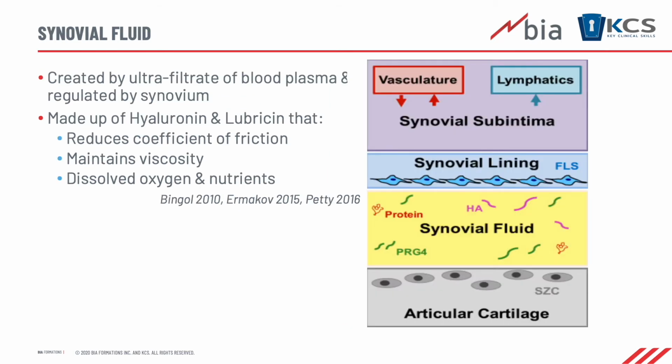The other subsystem that provides nutrition to cartilage relates to the exchange of synovial fluid. So let's just consider that for a few moments. Synovial fluid is a filtrate of blood plasma regulated by the synovium. It's made up of hyaluron as well as lubricin, and its job is to reduce the coefficient of friction, which it does primarily by having a highly viscous structure. But it also has dissolved oxygen as well as nutrients within it.